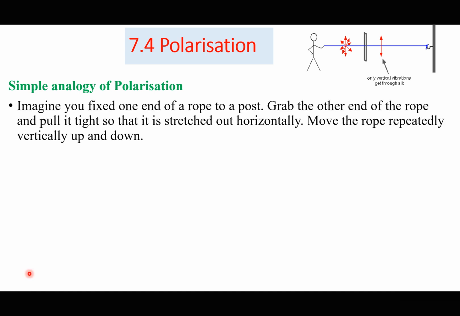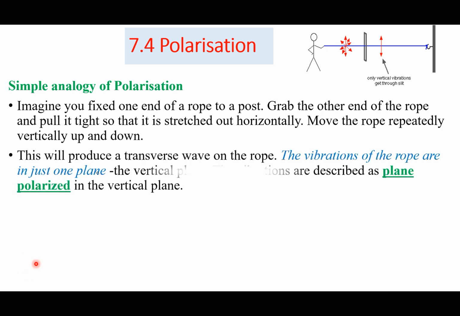So imagine you fixed one end of the rope to a post as shown in this diagram, and grab the other end of the rope and pull it tight so that it is stretched out horizontally. Then move the rope repeatedly vertically up and down. This will produce a transverse wave on the rope. The vibrations of the rope are in just one plane. They will only be up and down, up and down. That is just one plane, which is going to be the vertical plane. So the vibrations are going to be described as plane polarized in the vertical plane.